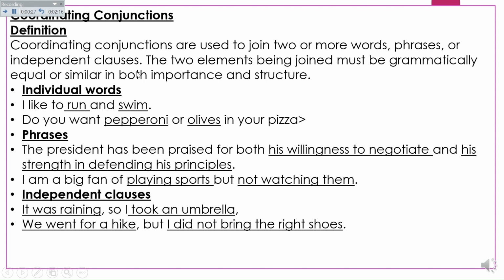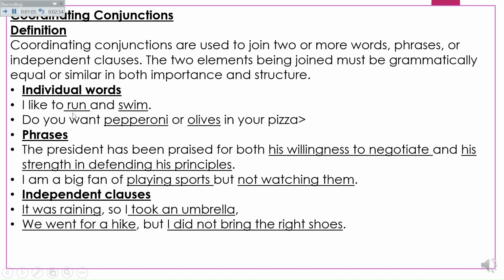And independent clauses. Clauses are also of two types, independent and dependent. An independent clause is a sentence that can stand on its own, while a dependent clause cannot stand on its own. It depends on the independent clause to convey its meaning. The two elements being joined must be grammatically equal or similar in both importance and structure. How will they be similar? Words should be joined to words, phrases to phrases, independent clauses to independent clauses. That means equal or similar in importance and structure.